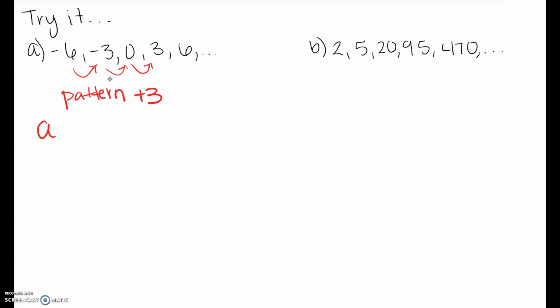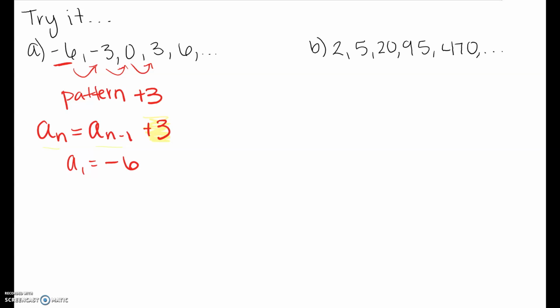So our recursive formula is a of n equals the previous term plus 3. So really, when you're writing a recursive formula, the only thing you need to know is this part right here, the plus 3. This here and this here are always going to be there. And then we also just have to say a of 1, the first term right here, is negative 6. So that one's done.